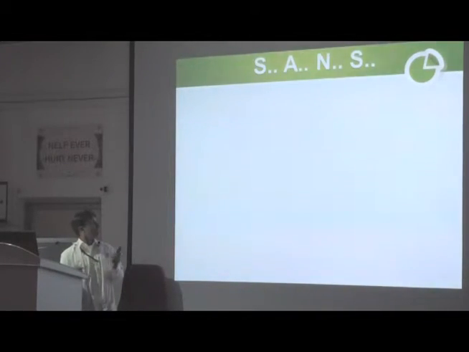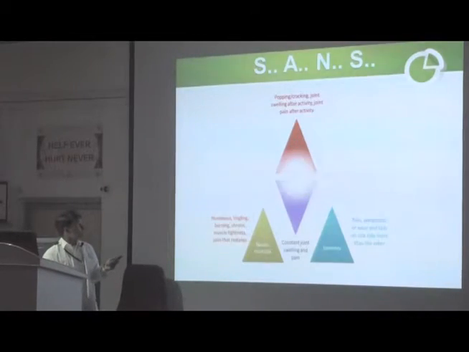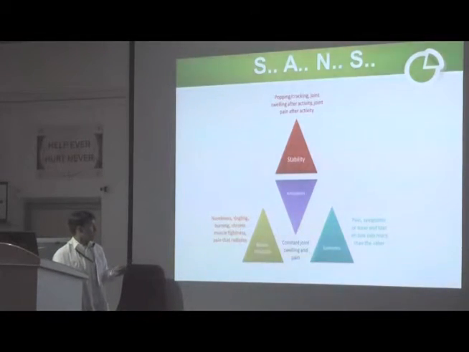So orthopedics deals with four letters, that is SANS: stability, articulation, neuromuscular and symmetry. Stability deals with the stability of the person's bones, and articulation includes the joint, and neuromuscular deals with the nerves which connect to the bone, and the symmetry of the body.